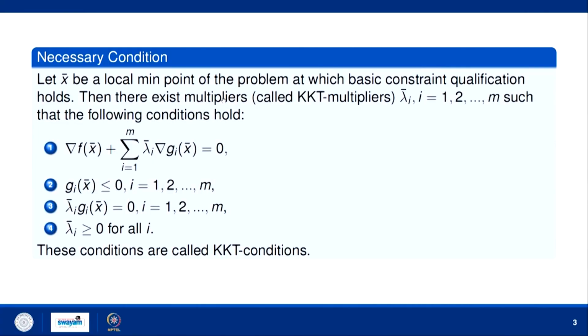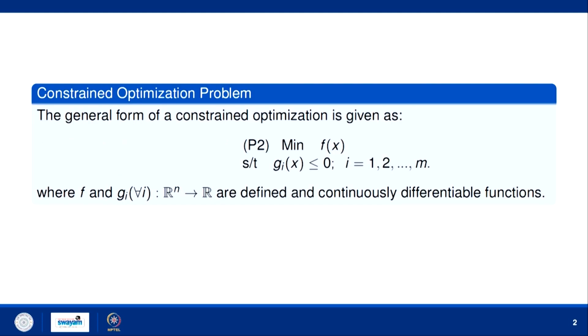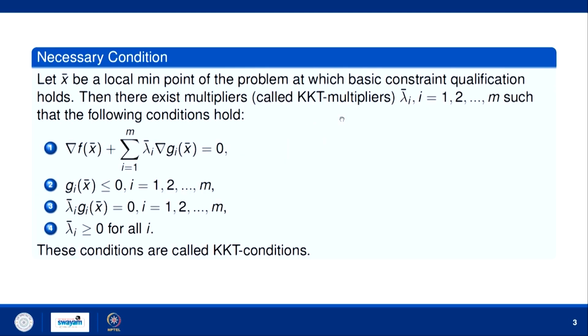Then there exist multipliers, also called KKT multipliers, lambda_i bar, i from 1 to m, such that the following conditions hold. These conditions are called KKT conditions. So, if x bar is a local minimum point of this problem P2, then these conditions hold. But these conditions are only necessary conditions; they may not be sufficient.